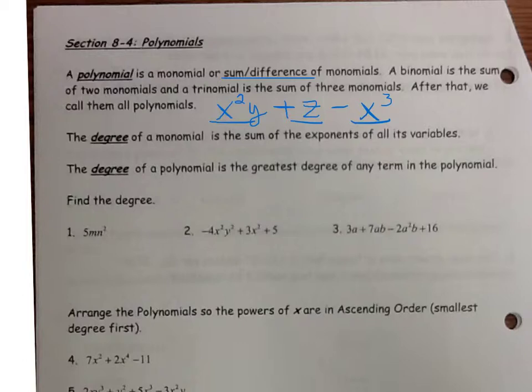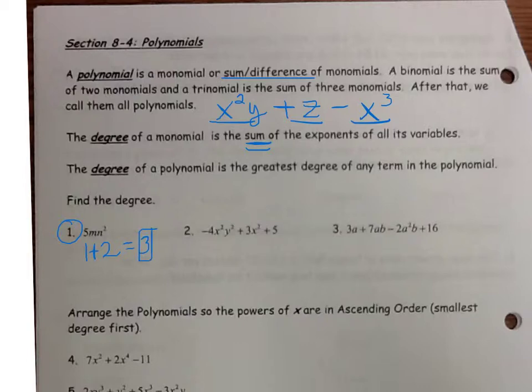Poly just meaning many. Okay, now if we talk about the degree of a monomial, it's the sum, so addition, of all the exponents of its variables. Okay, so take a look at number 1 example down here. If I look at the exponent on m, it's a 1. The exponent on n is a 2. And the definition of degree means the sum of the two. So I would say that this monomial, 5mn squared, the degree is 3. So you add up the exponents, that's the degree of a monomial.